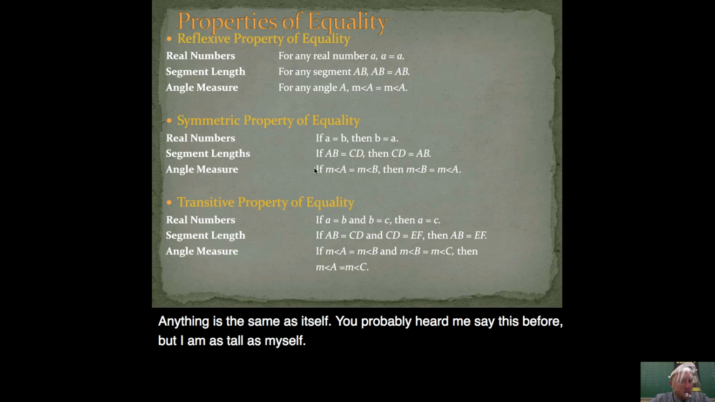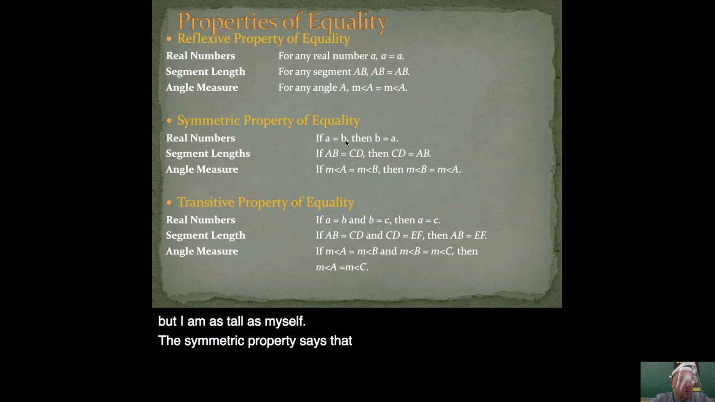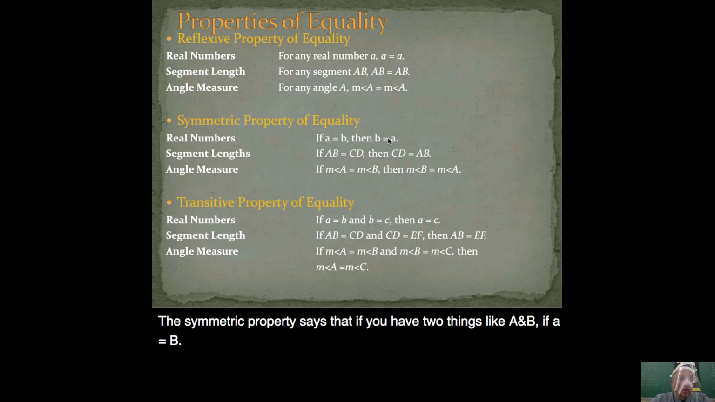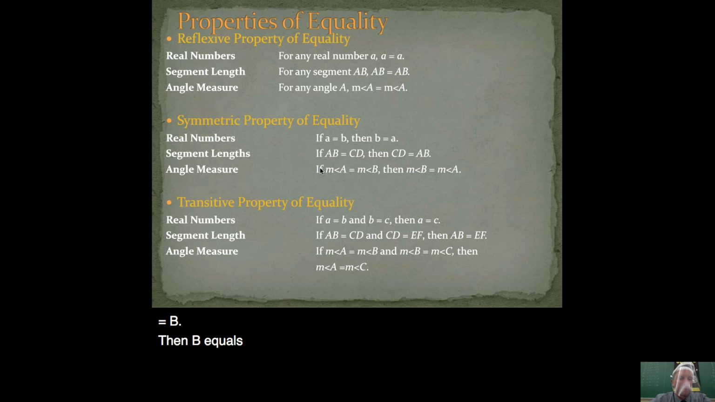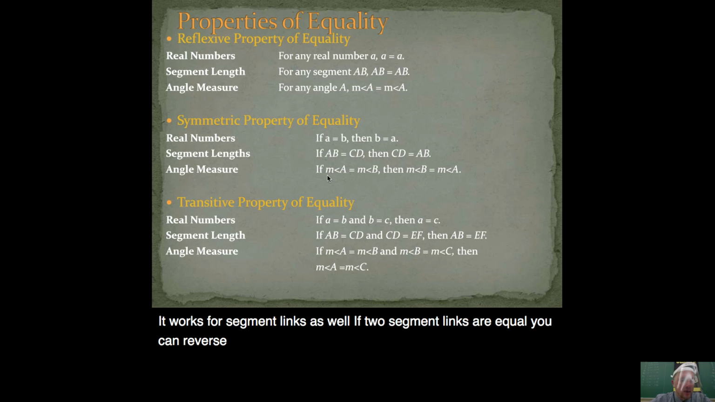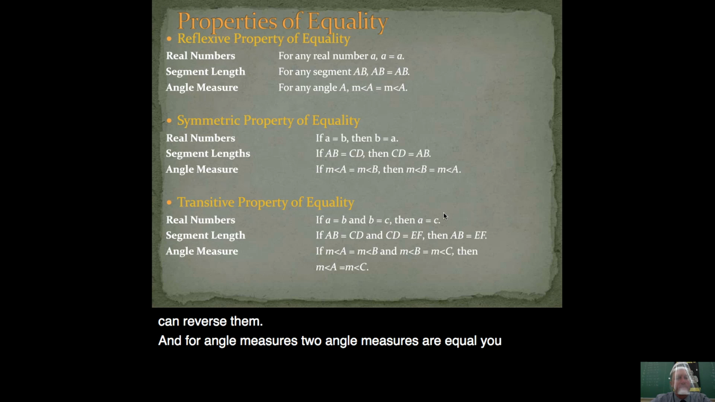The symmetric property says that if you have two things like A and B, if A equals B, then B equals A. It works for segment lengths as well. If two segment lengths are equal, you can reverse them. And for angle measures, if two angle measures are equal, you can reverse them.